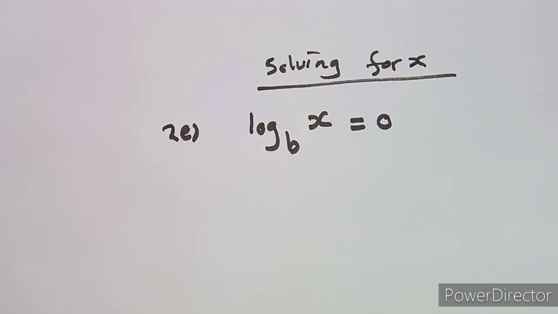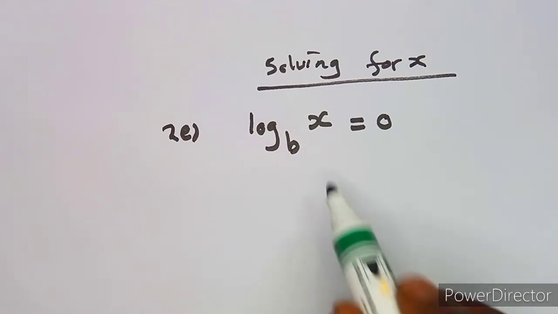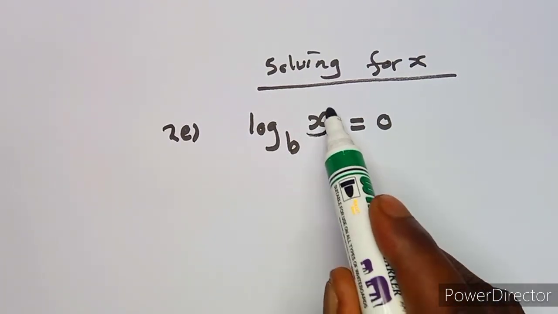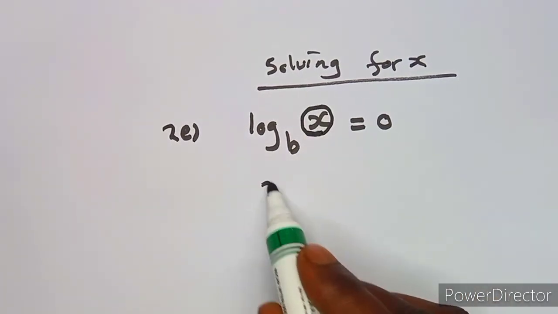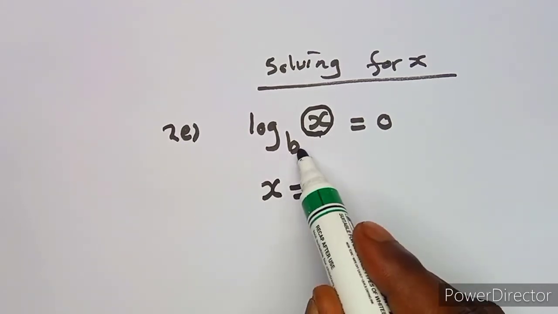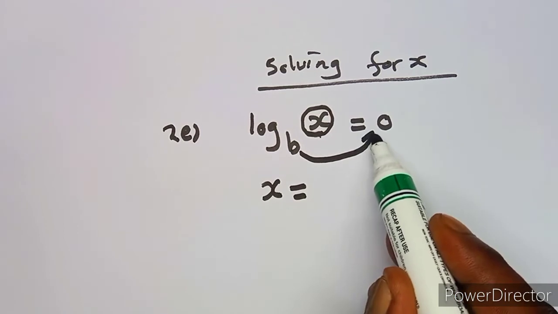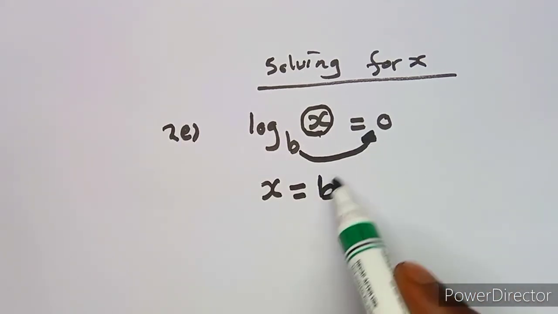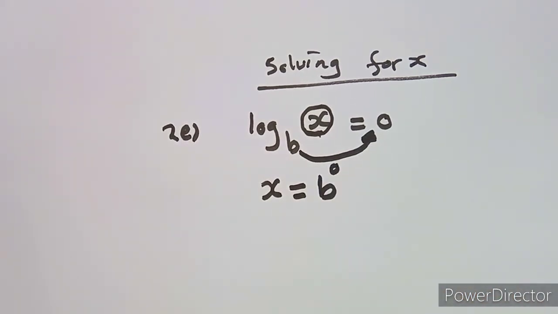And how can we solve this part, guys? Still using the same concept. Remember, in exponential form, you take the base as it is. So x, the number as it is, is equal to the base to the exponent of the answer, that is b to the exponent of 0.